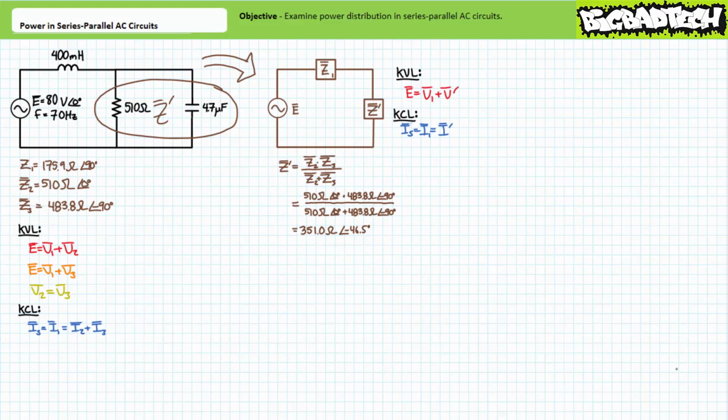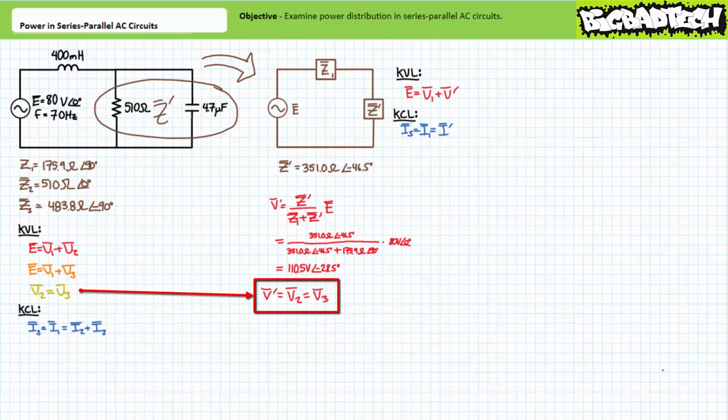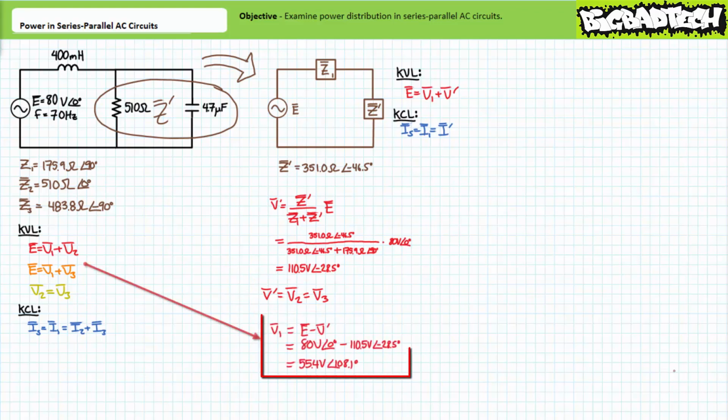There are several ways to obtain the desired voltage and current figures. Perhaps the easiest and most direct means of doing so is through the use of the voltage divider rule, followed by a subsequent Kirchhoff's voltage law analysis. Application of the voltage divider rule suggests that the voltage drop across V single prime is 110.5 volts at an angle of negative 28.5 degrees. Our earlier Kirchhoff's voltage law analysis suggested that V single prime equals V2, which equals V3. Rearrangement of the Kirchhoff's voltage law equation demonstrates that V1 equals 55.4 volts at an angle of 108.1 degrees.